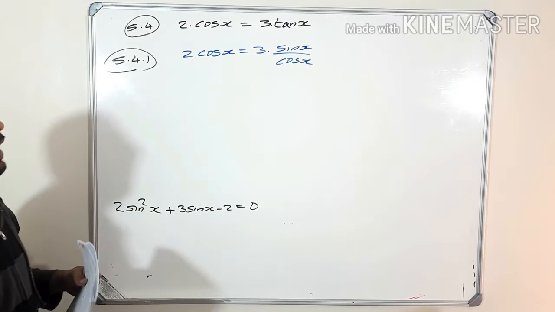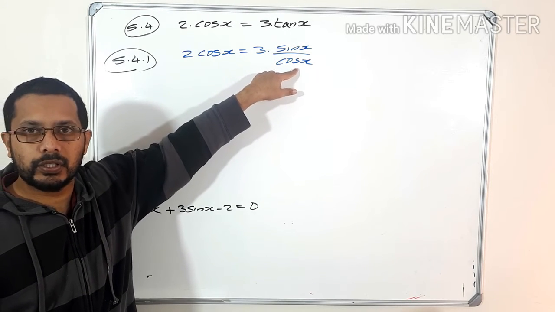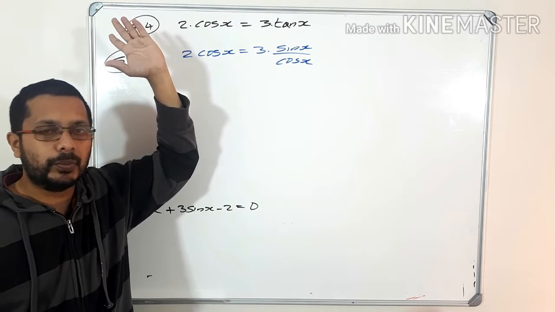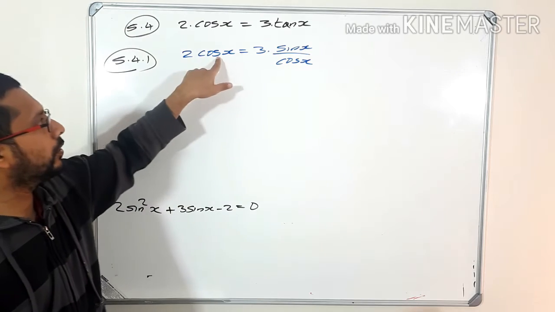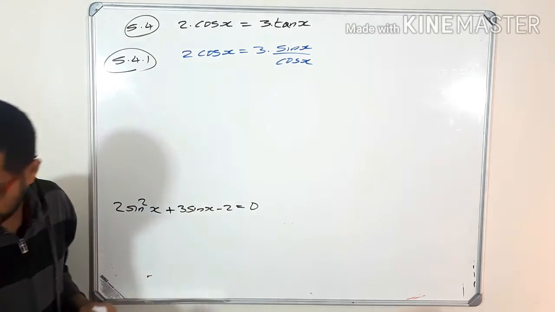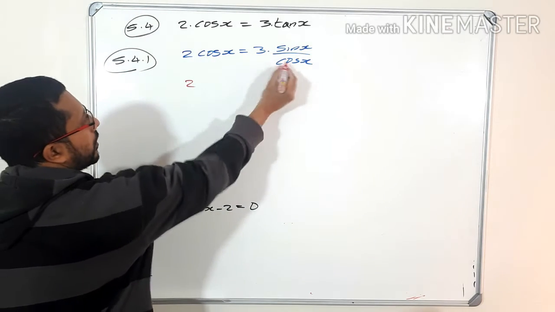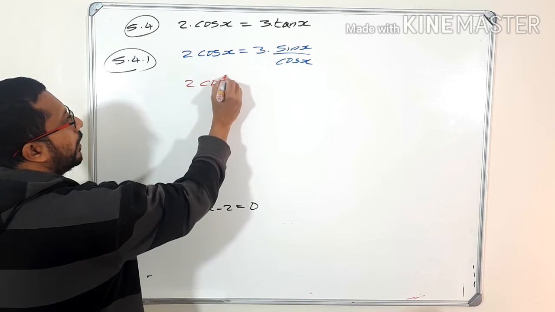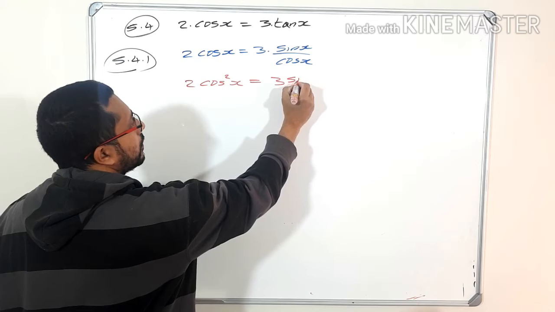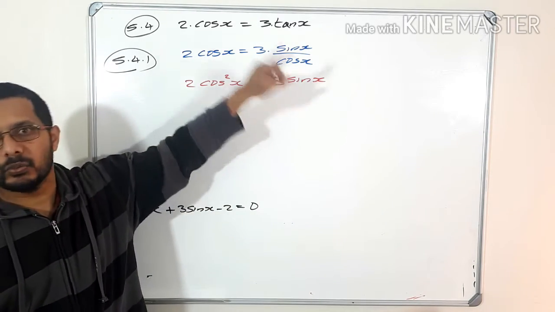Now I am going to take this cos x. This cos x is in the denominator, or division. So if I want to take this to the left side, it is multiplication. So what is this? Cos x into cos x, that is cos squared x. Okay, so next step, I'm going to write 2 into cos x is cos squared x, then is equal to 3 sin x.